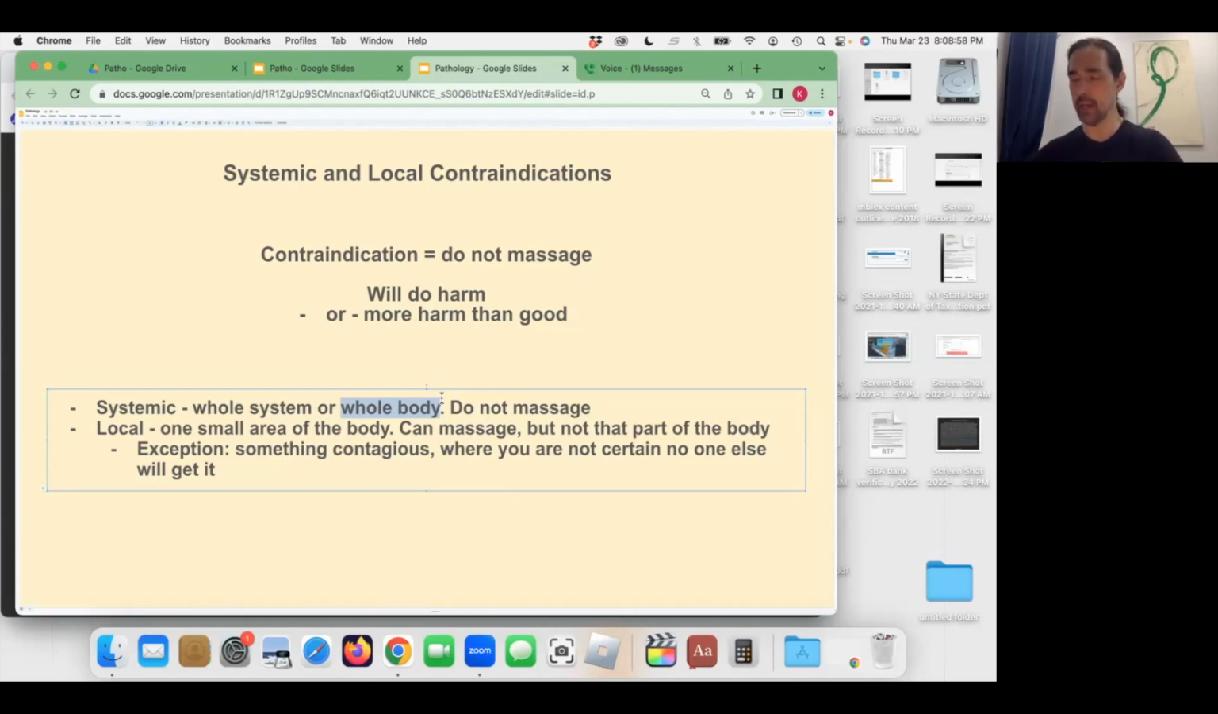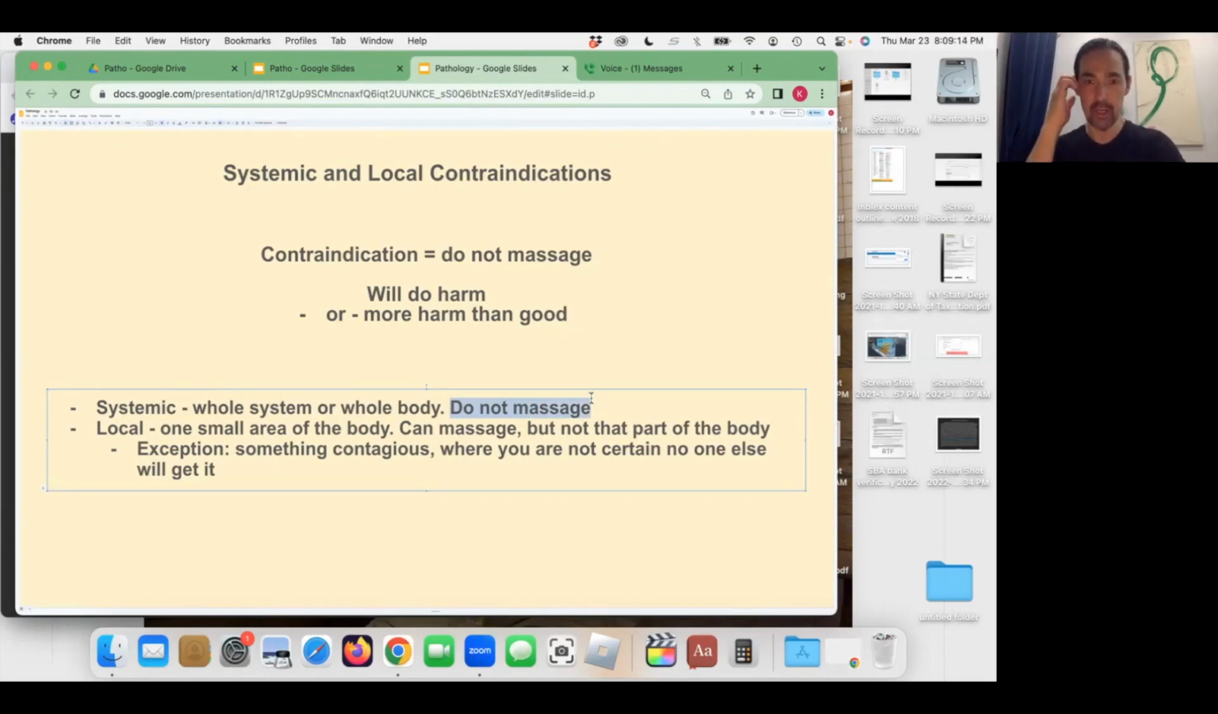Although if you break the body down into systems, the 11 distinct body organ systems, then you could make the argument that it's not the whole body, it's just one or two systems that would be affected through using massage. And that means usually when you see a systemic contraindication, it means do not massage at all. You can't work on the person at all, anywhere. Sometimes you can work on the person if a doctor gives you clearance. Sometimes you can't work on them at all. It depends on the nature of the condition. We'll go over some of those.